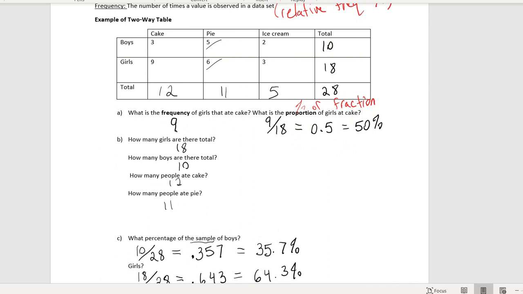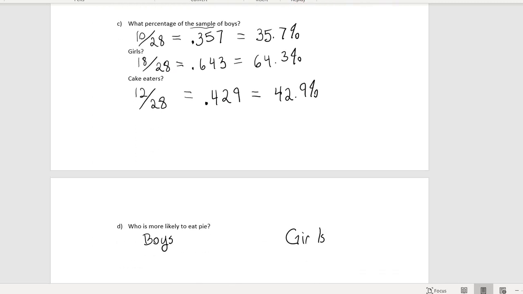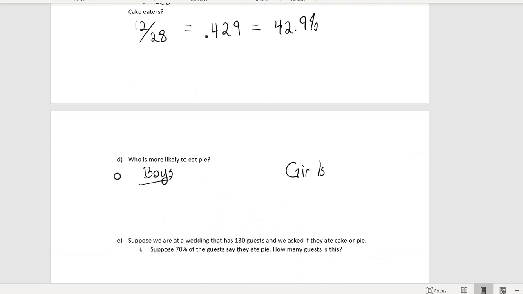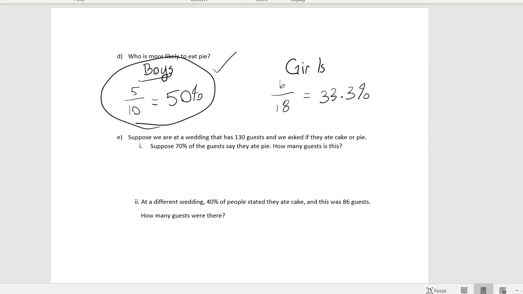So to answer a question like this, we have to look at the percentage of boys that ate pie versus the percentage of girls that ate pie. So for the boys, we had 5 out of 10, which is 50%. And for girls, we had 6 out of 18, which is 33.3%. So what that means is even though we had more girls eating pie than boys, a higher percentage of boys ate pie than girls. All right.